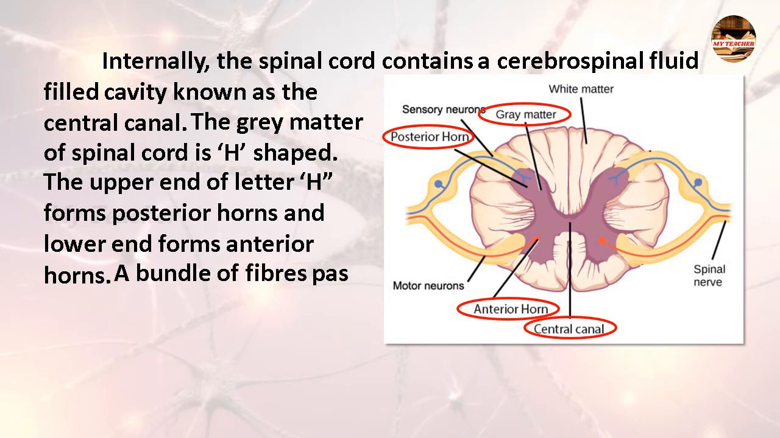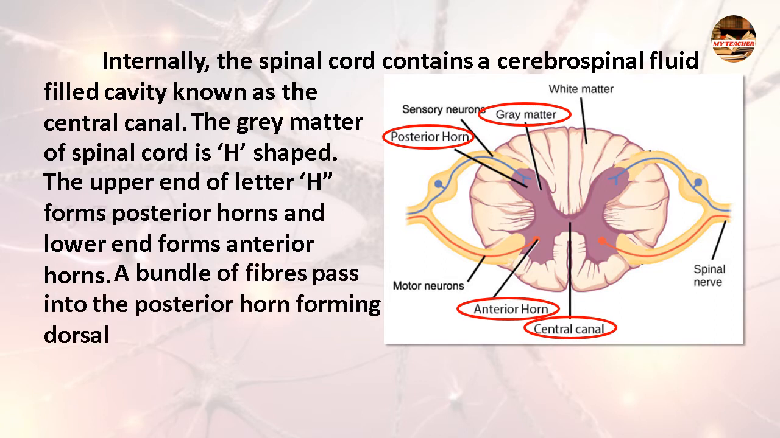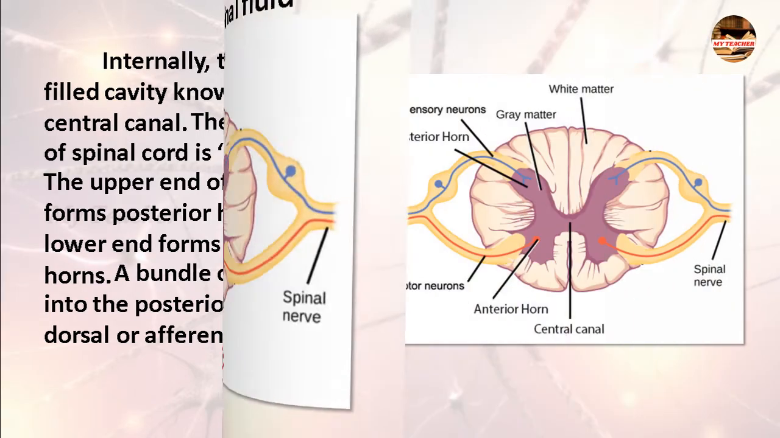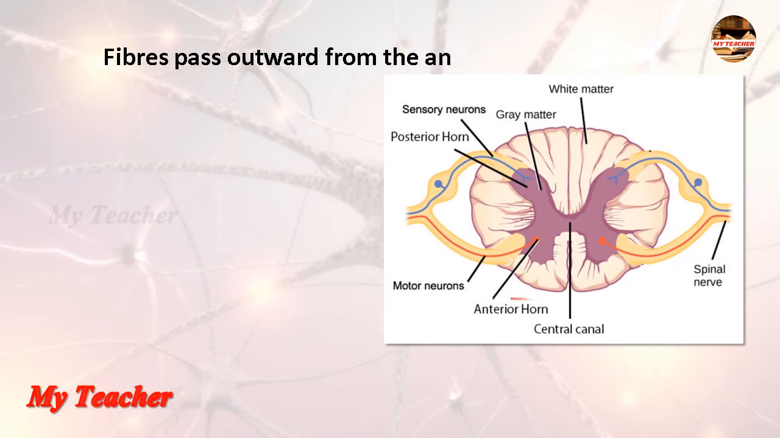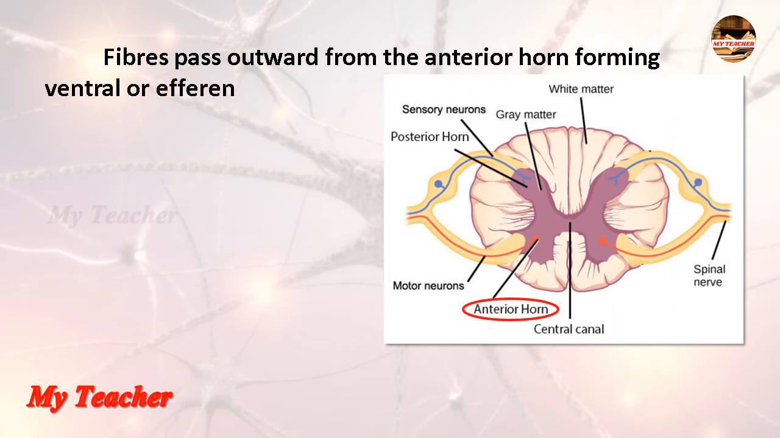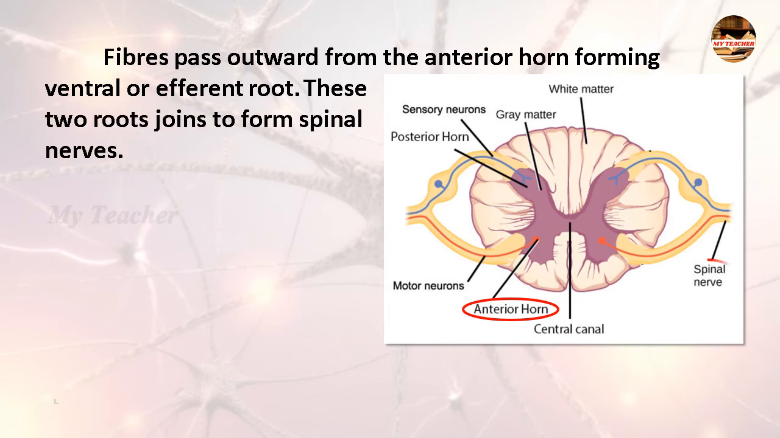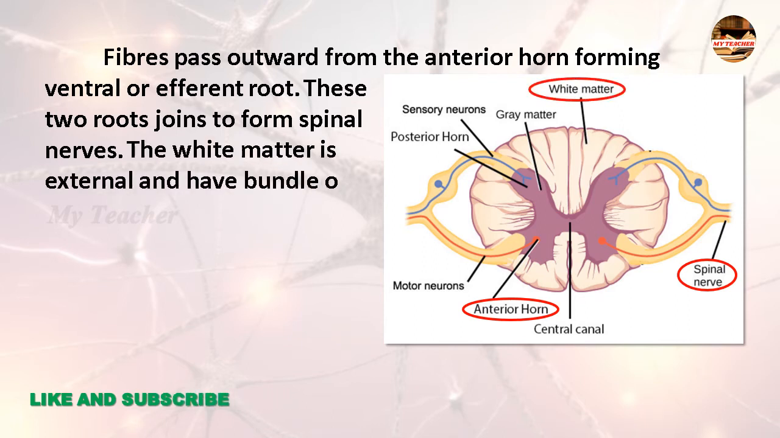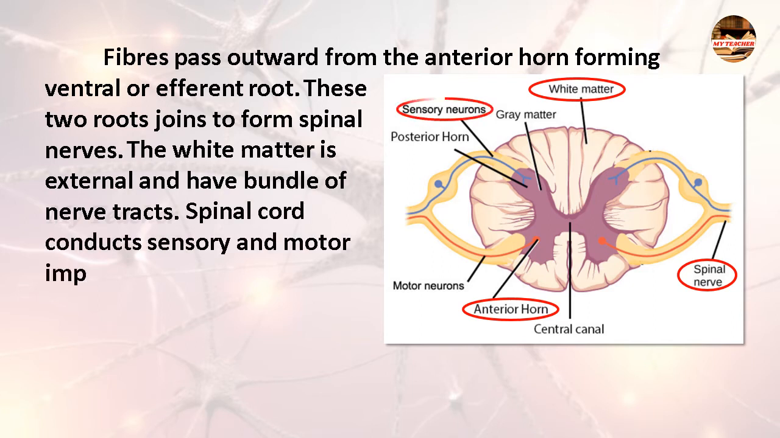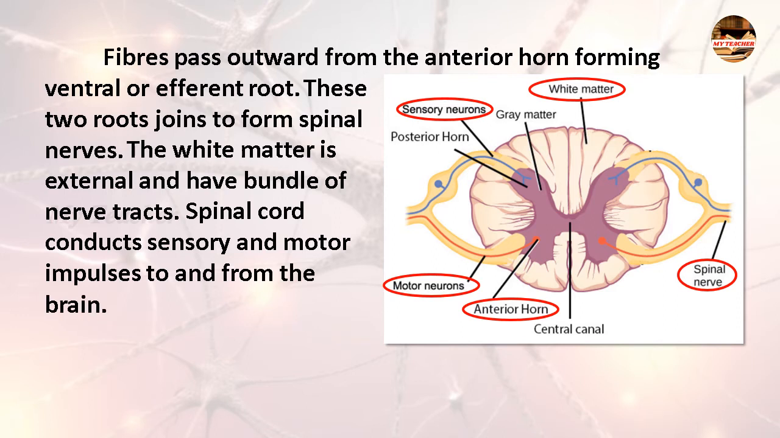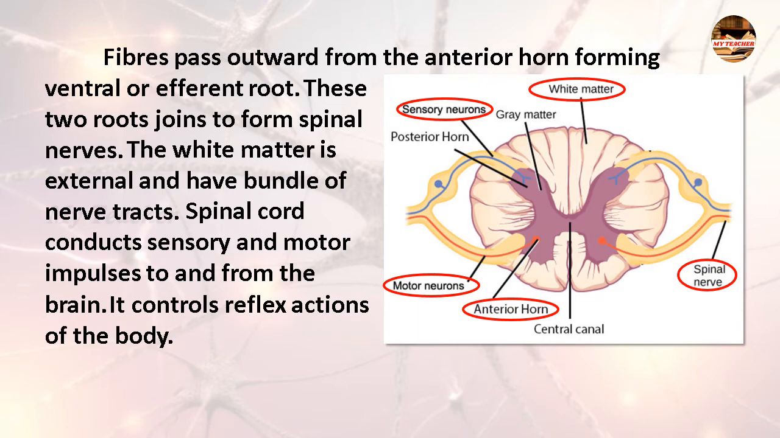A bundle of fibers pass into the posterior horn forming dorsal or afferent root. Fibers pass outward from the anterior horn forming ventral or efferent root. These two roots join to form spinal nerves. The white matter is external and has bundles of nerve tracts. Spinal cord conducts sensory and motor impulses to and from the brain. It controls reflex actions of the body.